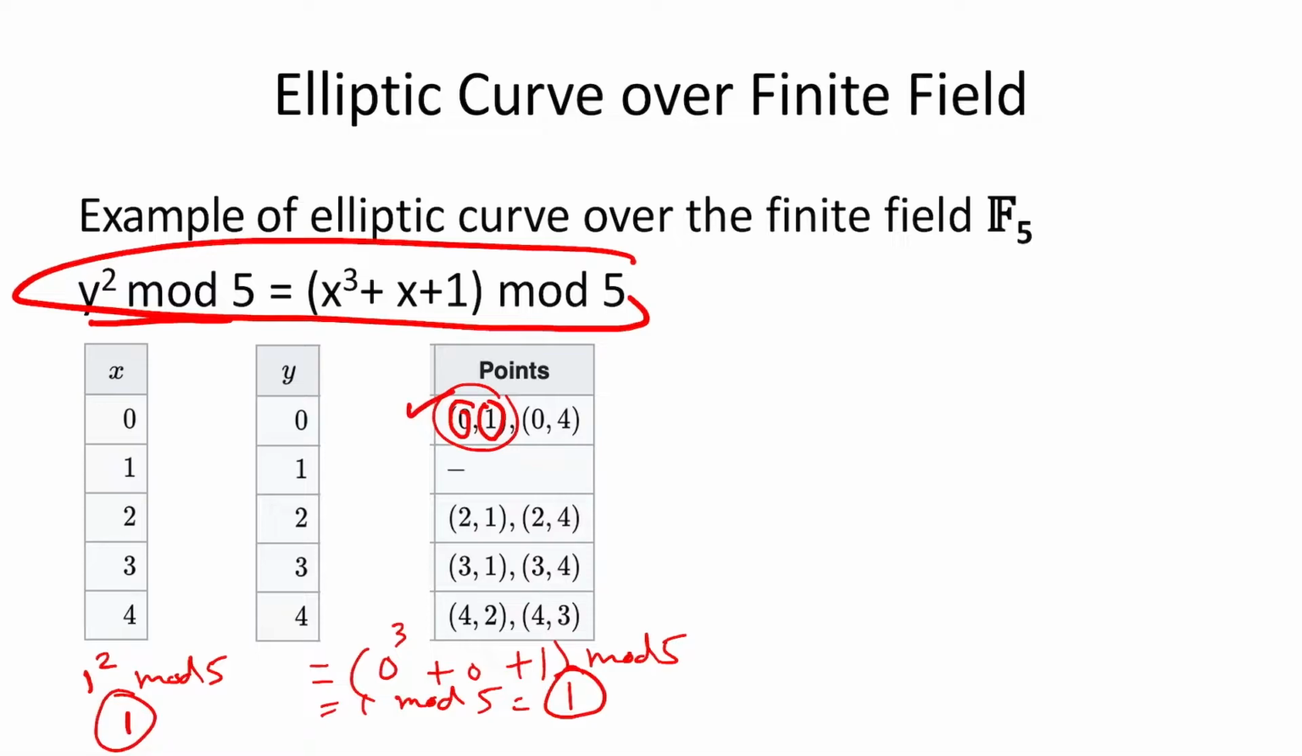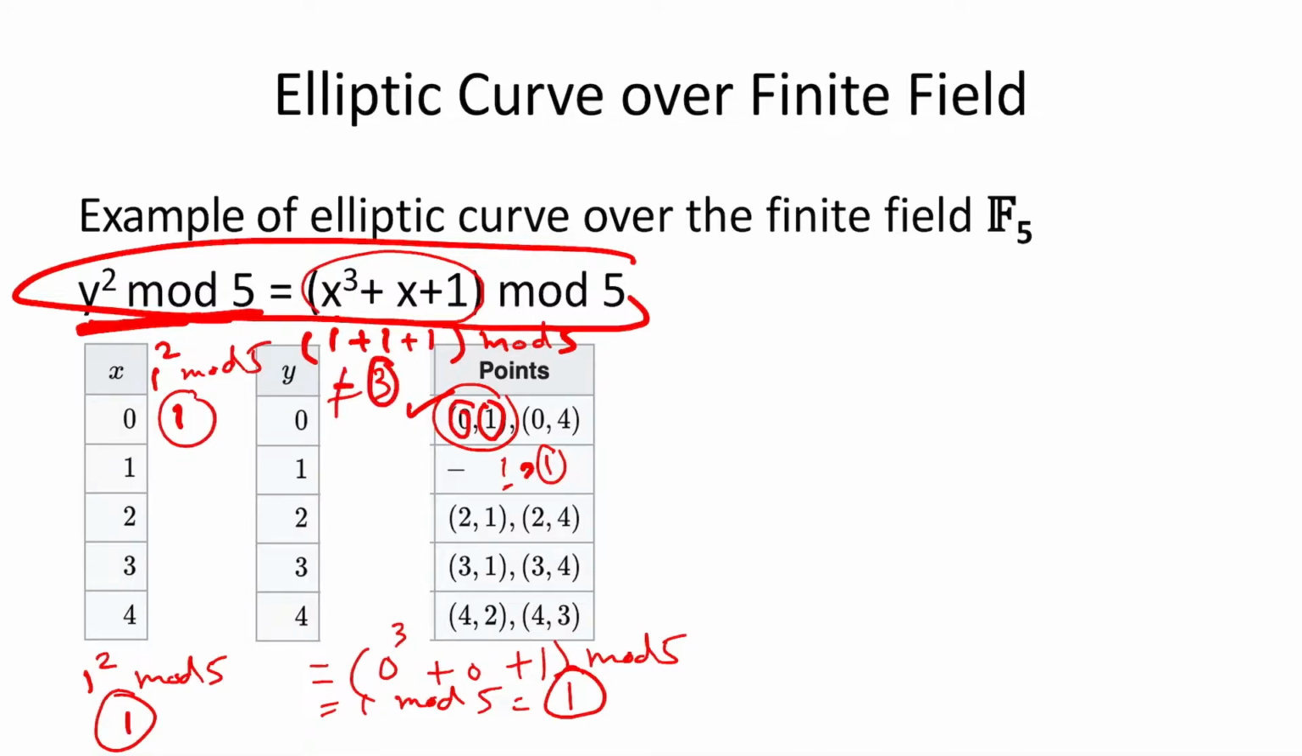And again, you cannot see some points in this list. For example, 1,1 is not valid. So why is it not a valid point? Because if I plug in x is equal to 1 on this side, we get 1 plus 1 plus 1 mod 5, which is 3 mod 5 or 3. And then if I plug in y is equal to 1 on the left hand side, I get y squared mod 5, which is equal to 1. So 1 is not equal to 3. This means the left hand side is not equal to the right hand side, so this is not a valid point.